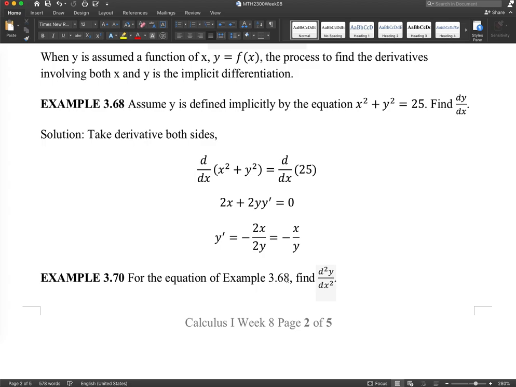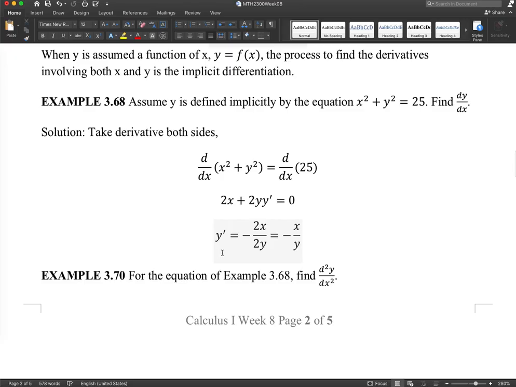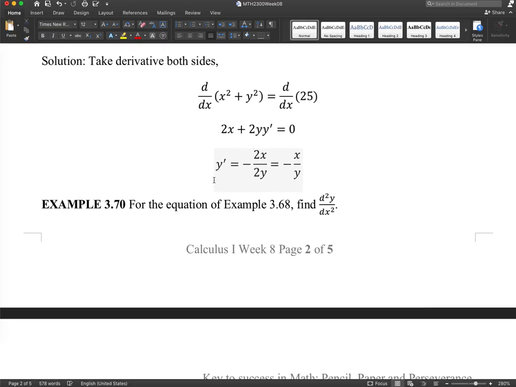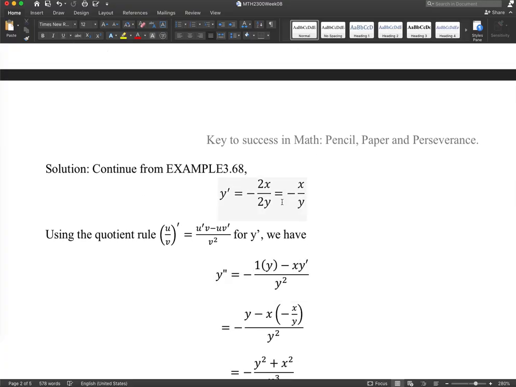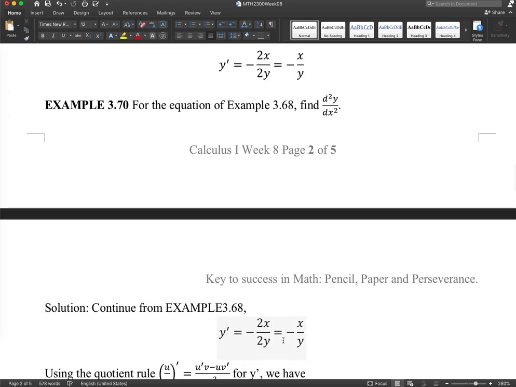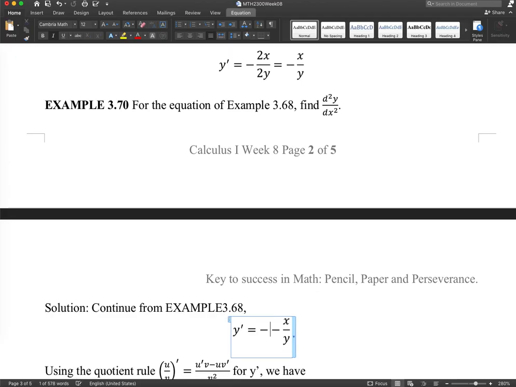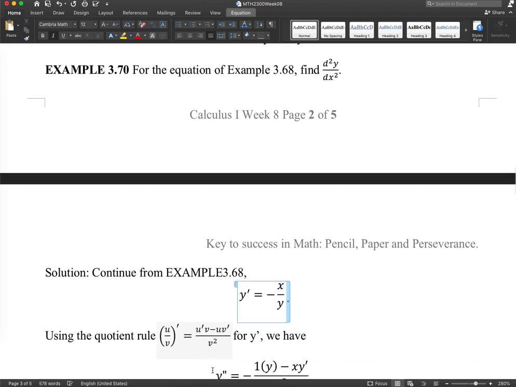What I'm seeing here is that the derivative was just derived over here. If we continue to take the derivative with respect to x on both sides, that involves another round of implicit differentiation. So the derivative of y prime is y double prime. And the derivative of the right-hand side, which is negative x over y. I really don't need this middle part anymore. This is a quotient.